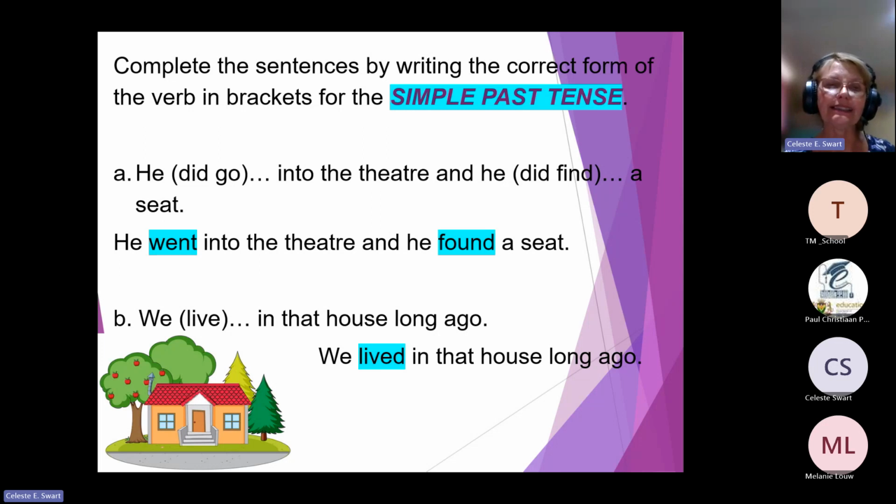If we look at the second sentence, we live in that house long ago. It's in the past, so we can't say we live in that house. We have to say we lived in the house long ago. And then we put it into simple past.